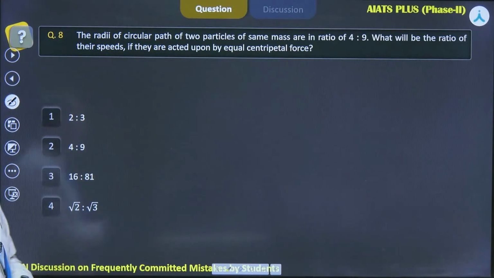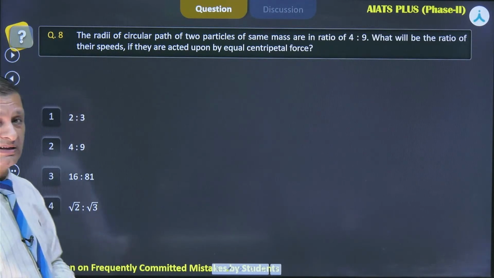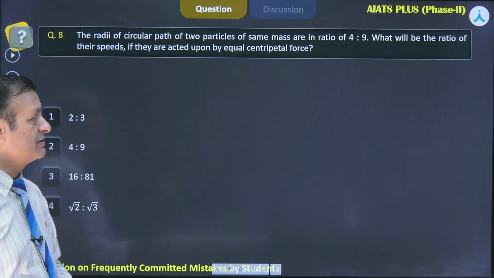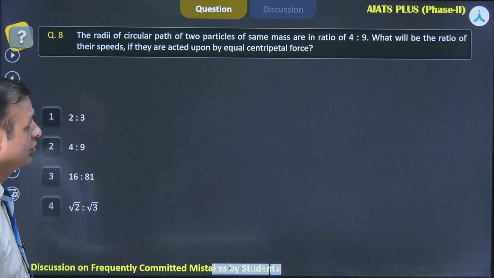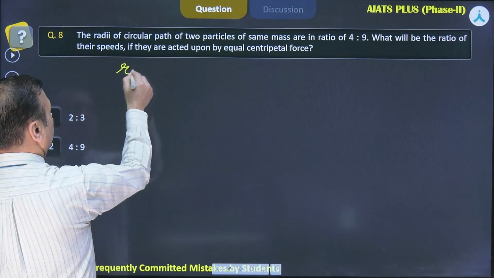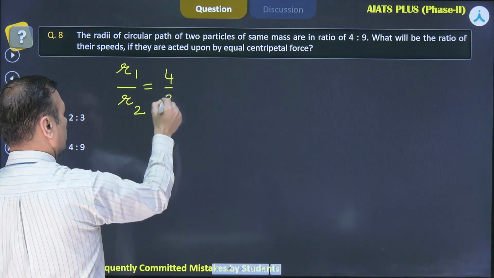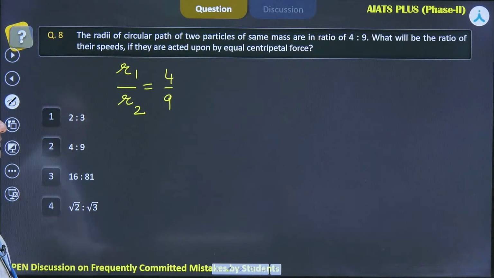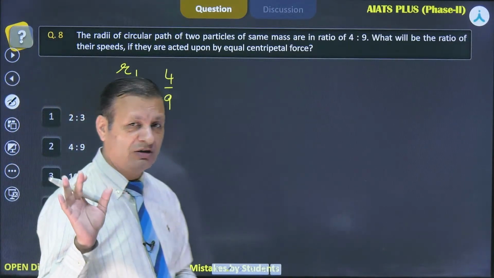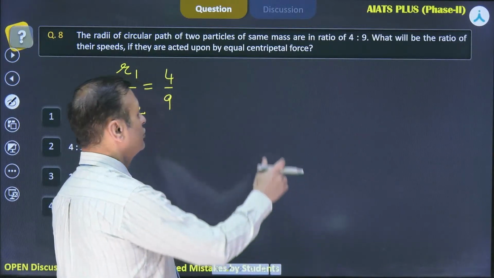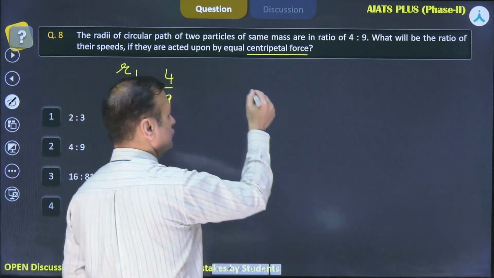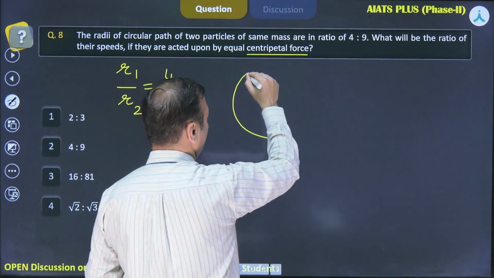Now let's move to the next question. The radii of circular paths of two particles of same mass are in ratio 4:9. What will be the ratio of their speeds if they are acted upon by equal centripetal force? So we have centripetal force. So this is a two-dimensional motion.